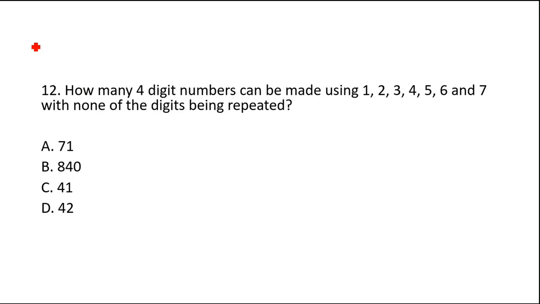So this question is also from PNC, permutations and combinations. How many four-digit numbers can be made using 1, 2, 3, 4, 5, 6, and 7 with none of the digits being repeated? Basically you have to frame how many digit number, and that is very important here. So let's look at the overall model of permutations and combinations when we solve questions with respect to digits. Let's not concentrate on solving only this question.